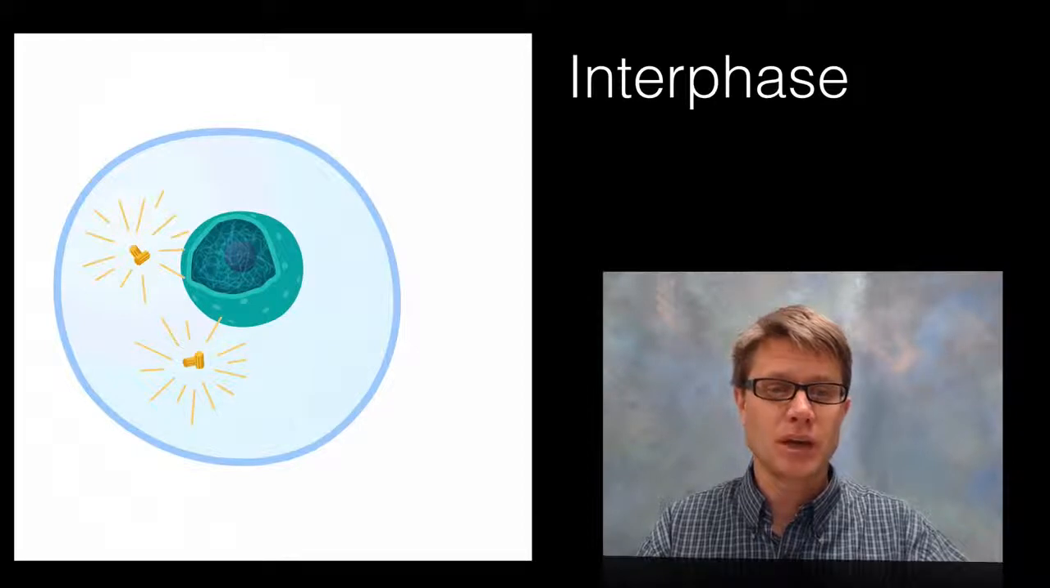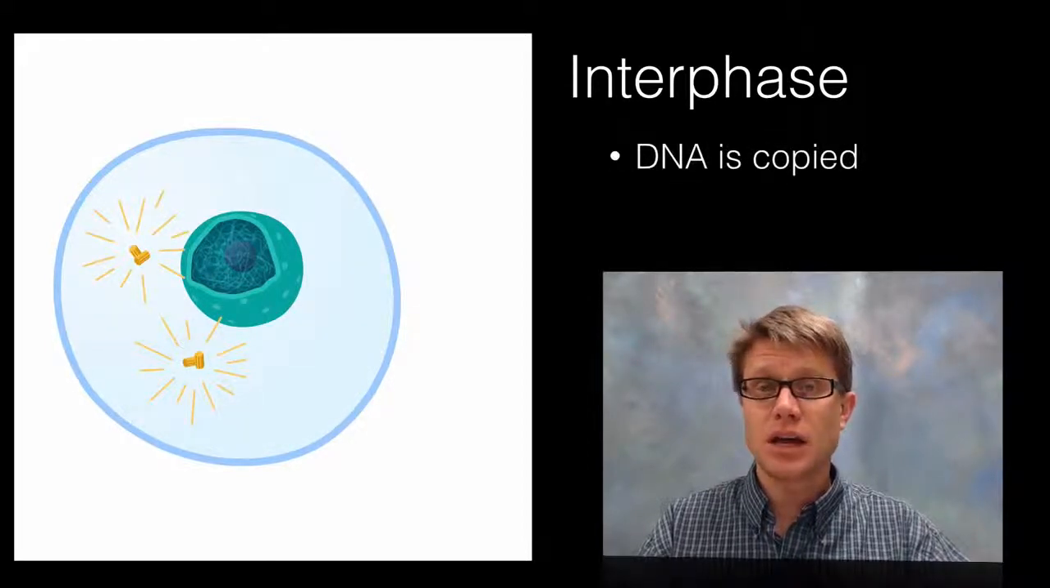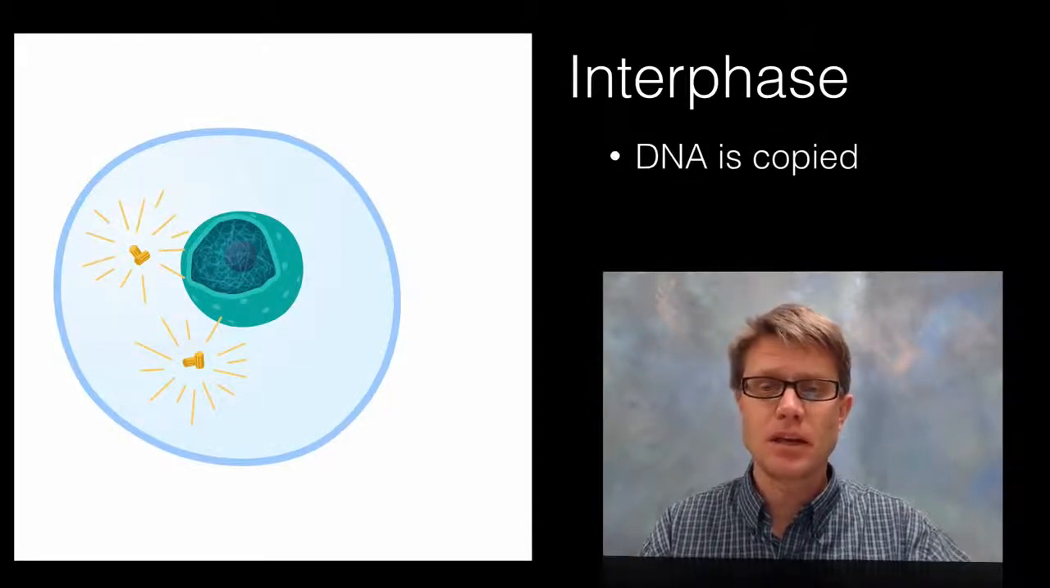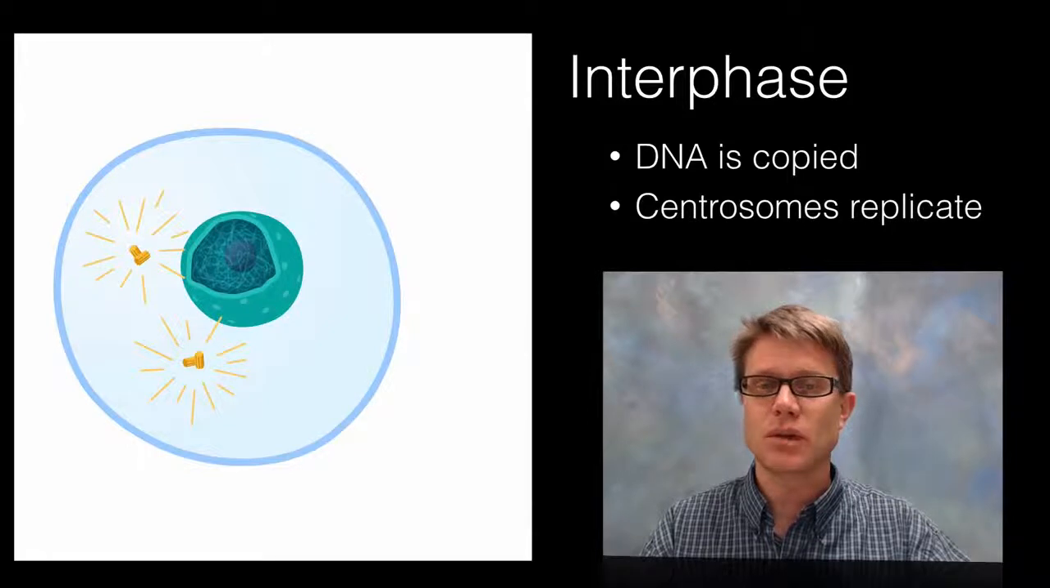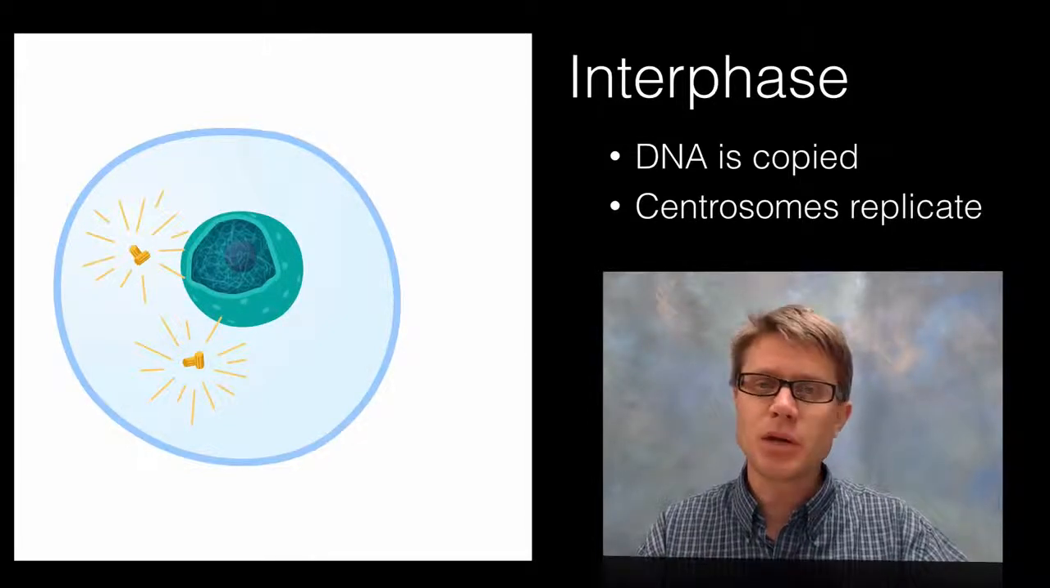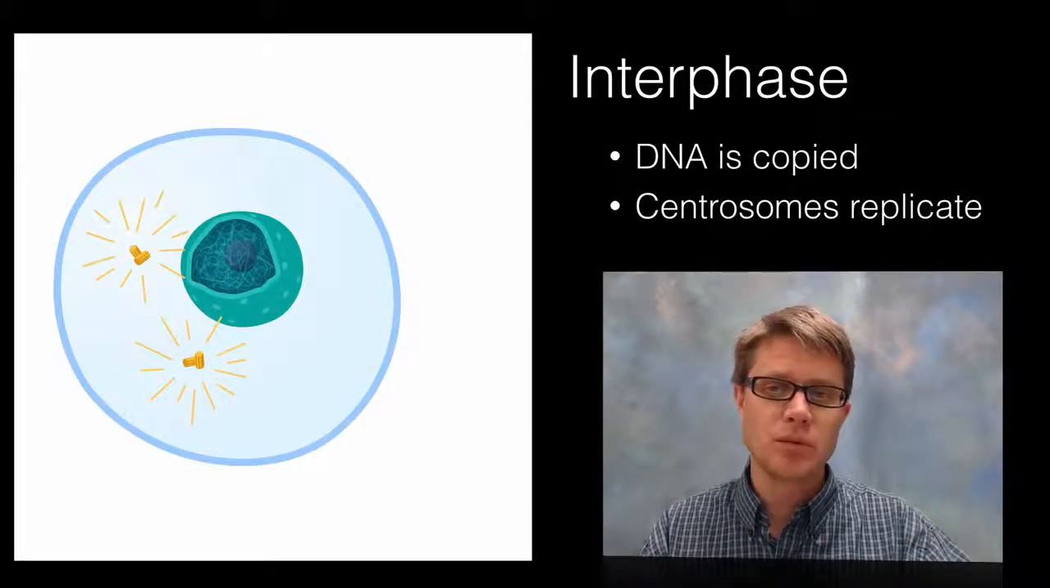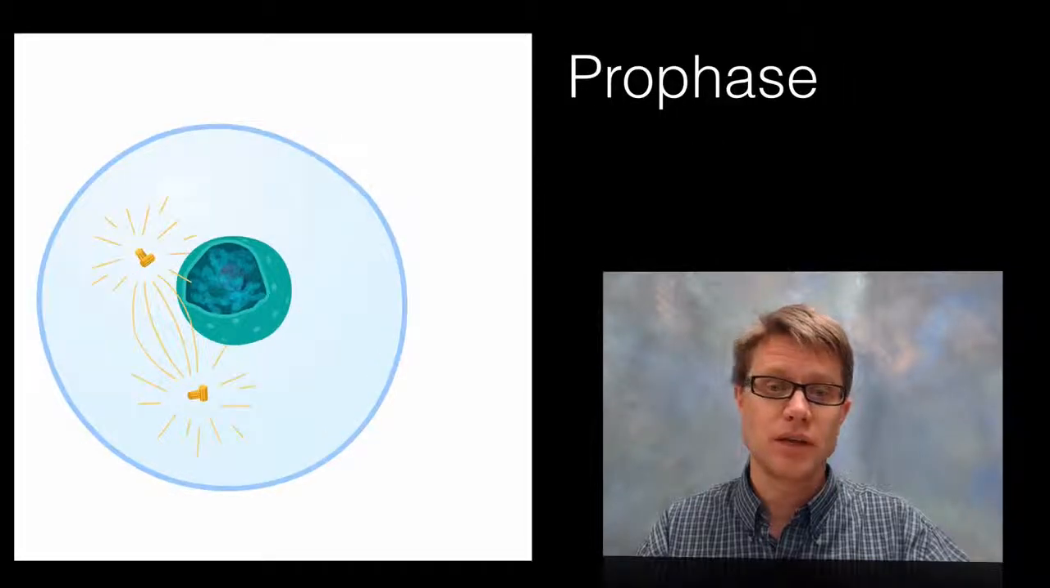So what's one big thing that happened is that we copied the DNA. We've duplicated the DNA. And then another thing that occurred during interphase is that those centrosomes were replicated. So now we have two centrosomes and we had one just before. So now keep an eye on that cell and see what happens as we move into mitosis or prophase.